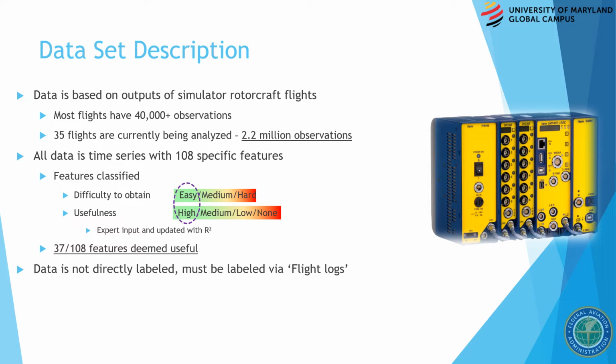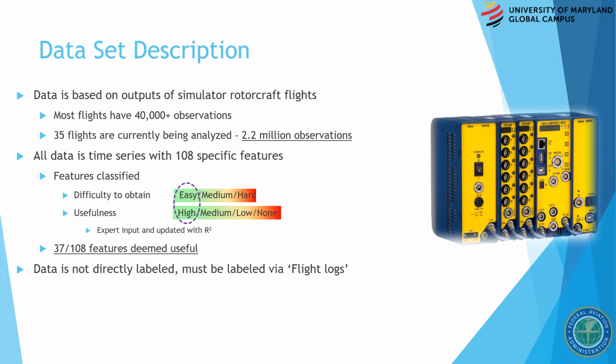I alluded to this a little bit, but the data set we used is based upon simulated rotorcraft flights. There are tons of different flights in this database. I only looked at about 35, but there are probably on the order of hundreds of thousands of flights that could be analyzed. Every flight is recorded at approximately 40 hertz, so that's 40 times a second. That leads to 40,000 plus observations per flight. So just looking at the 35 flights that I looked at, that's about 2.2 million observations. So it's a lot of data to sort through.